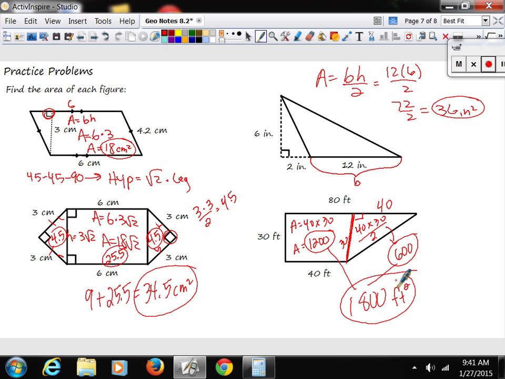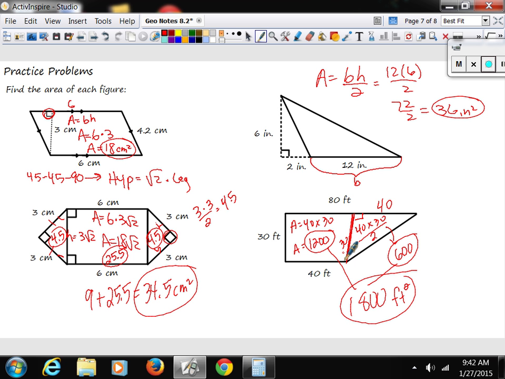So you could use that plan when you have a right trapezoid. You don't have to, because there is a trapezoid formula we're going to see Thursday. It's actually base plus base times the height, and then divided by 2. All right, so there's the next one.